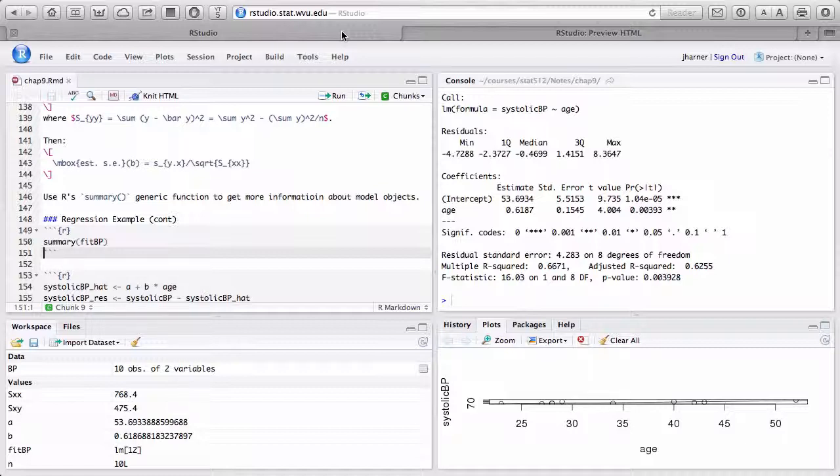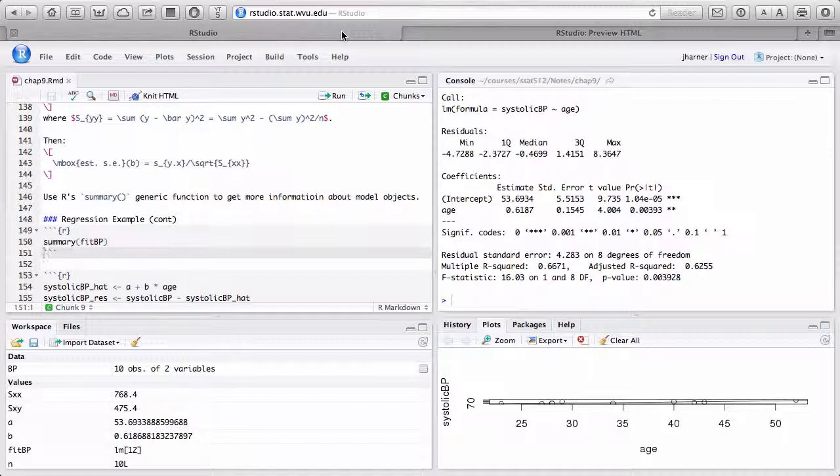So now we have the estimate, which is 0.6187, and the standard error of that estimate, which is 0.1545, right? And so what is a t-test? It says take the estimate divided by the standard error, and that's a t, with n minus 2 degrees of freedom. So the t-value is 4.004. That's the t-value. And then the p-value corresponding to this two-sided test is 0.0039.